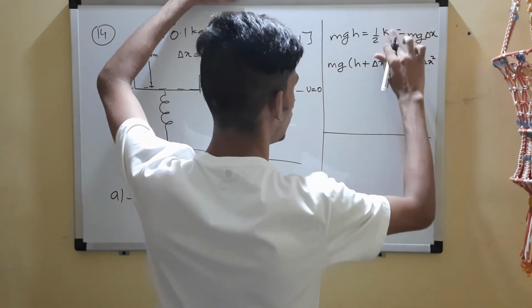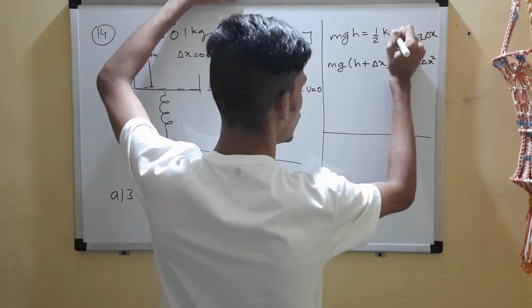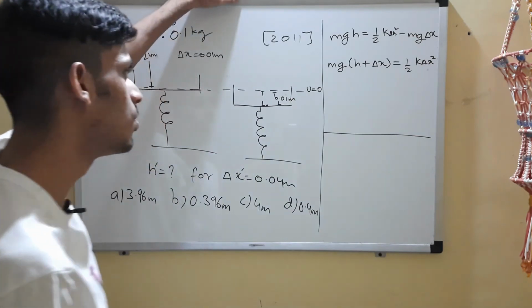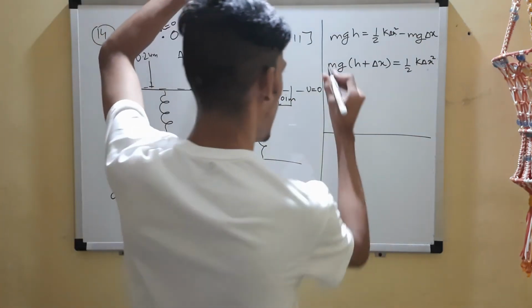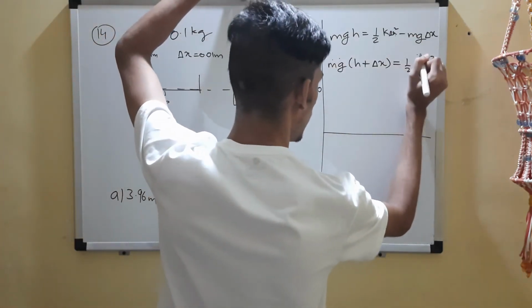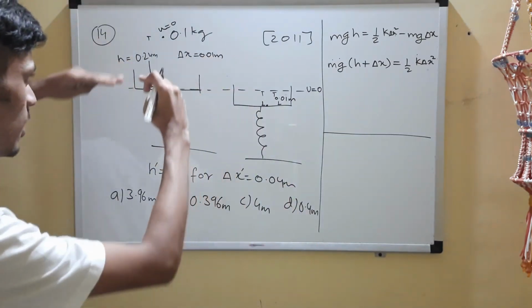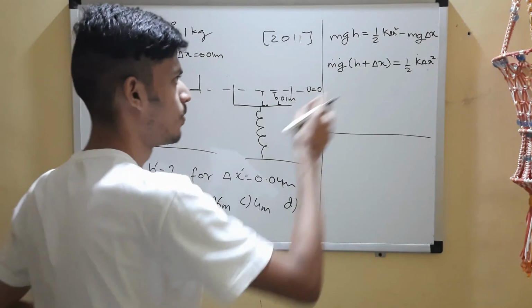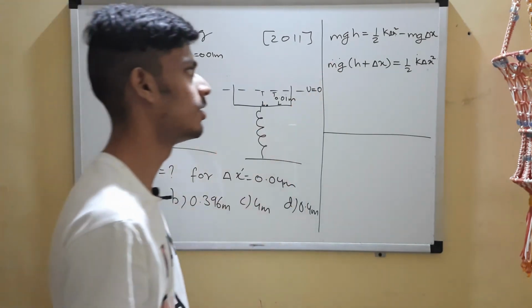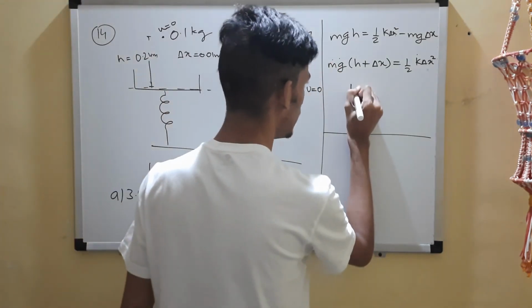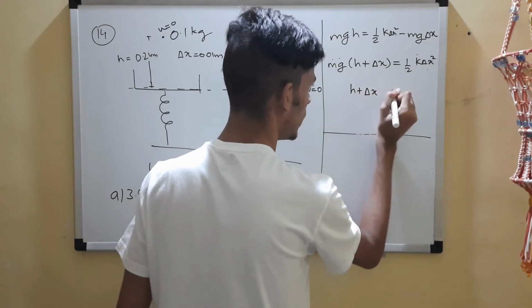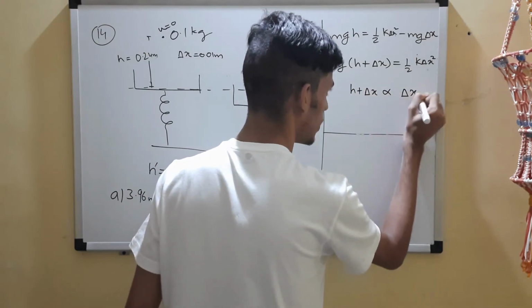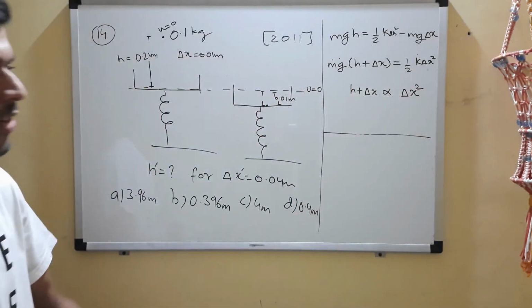delta x square. So you can see that m is constant, g is constant, k is constant in both the cases, right? In this case we are not changing the particle, the gravity won't change, of course the spring is not changed, so the spring constant won't change. So you can directly say that h plus delta x is directly proportional to x square. This is a shortcut way of doing it.